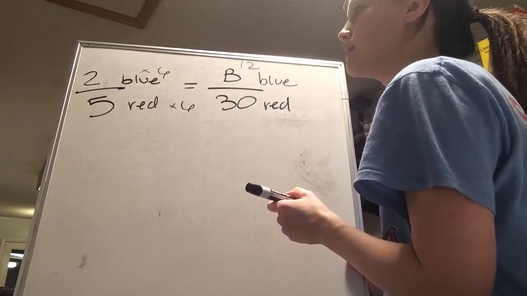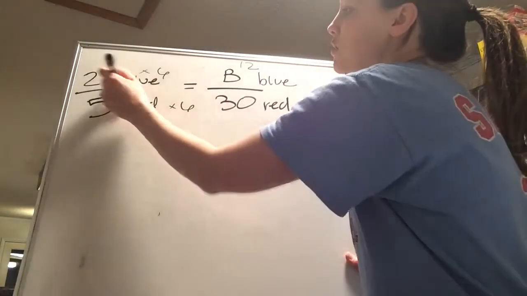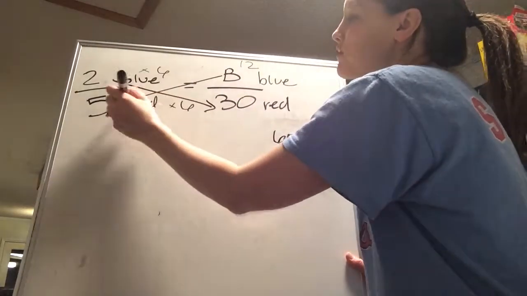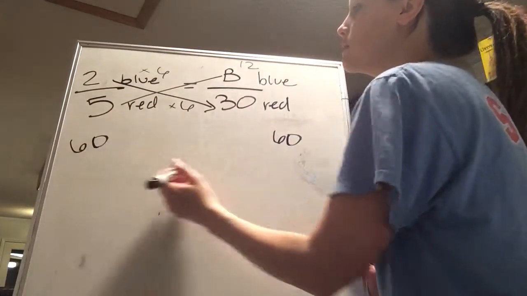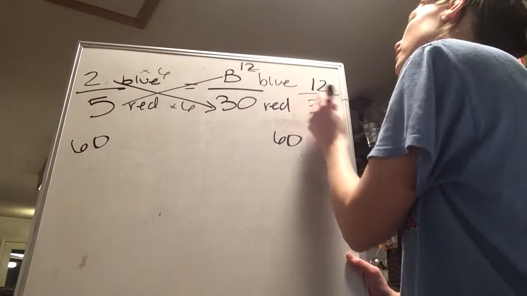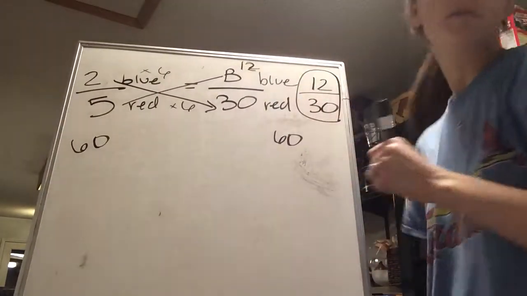Another way is to cross multiply. So 2 times 30 is 60. And what times 5 gives us 60? 12. So we know that there are 12 blue cars for every 30 red cars in this parking lot.